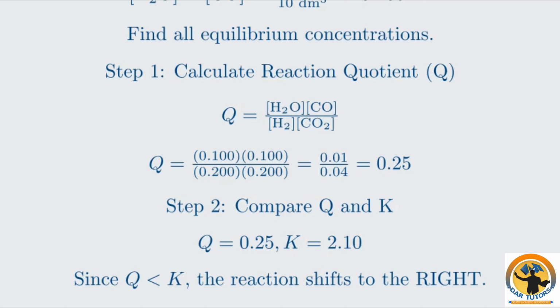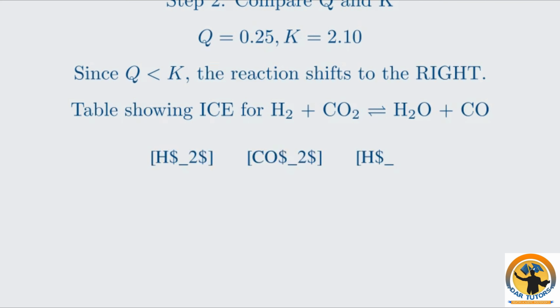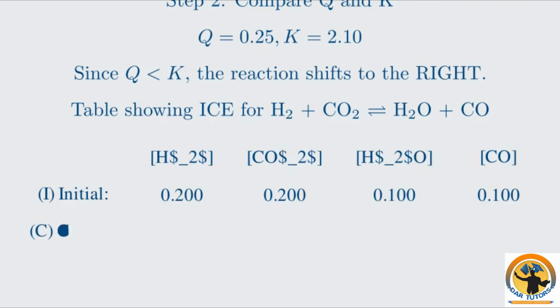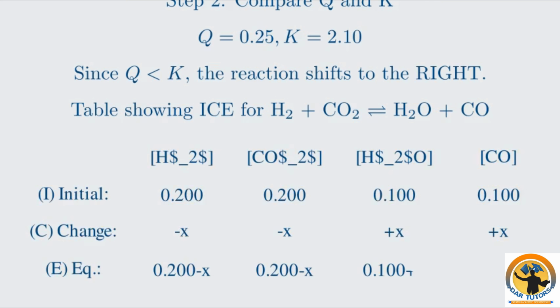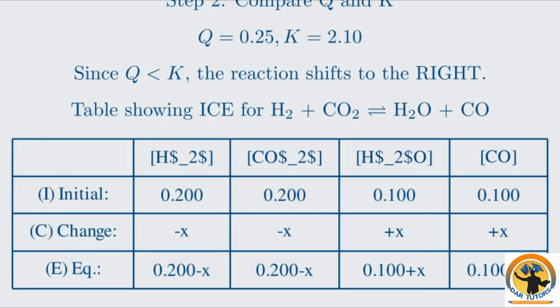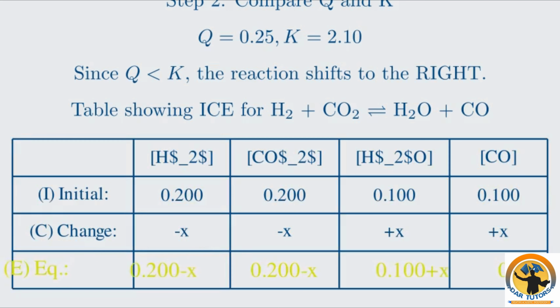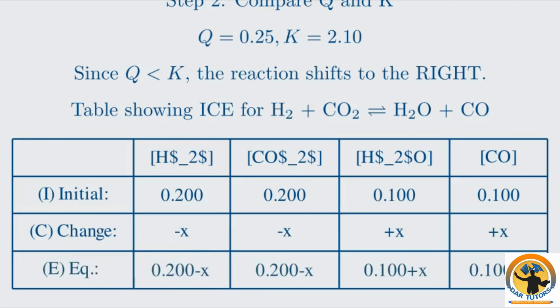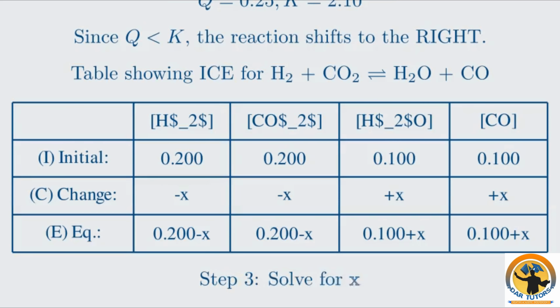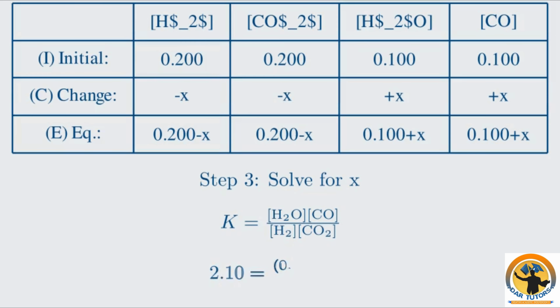Now we can set up our ICE table, being careful with the changes. Since the shift is to the right, reactants, H2 and CO2, will be consumed, so their changes are minus X. Products, H2O and CO, will be formed, so their changes are plus X. The equilibrium concentrations are 0.200 minus X for reactants and 0.100 plus X for products. Substitute these into the K expression. K equals (0.100 plus X) squared divided by (0.200 minus X) squared.